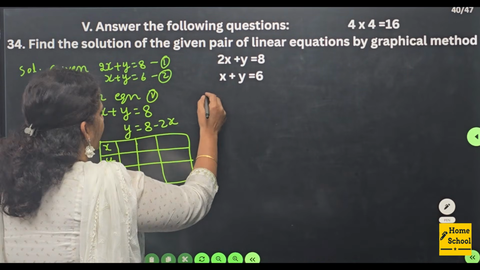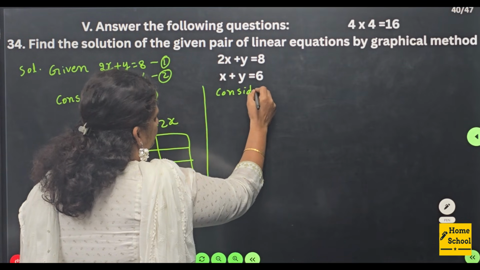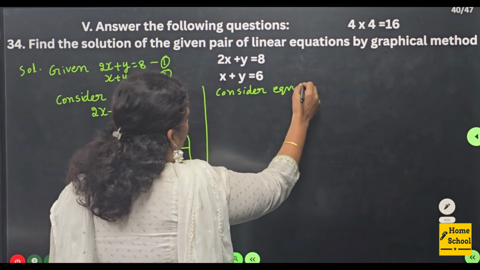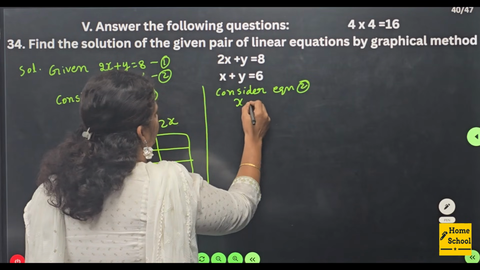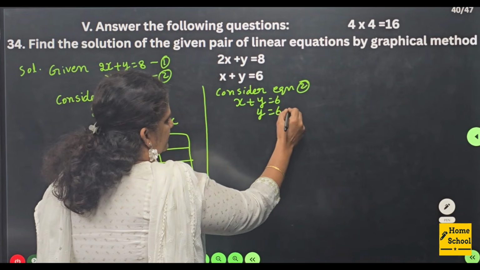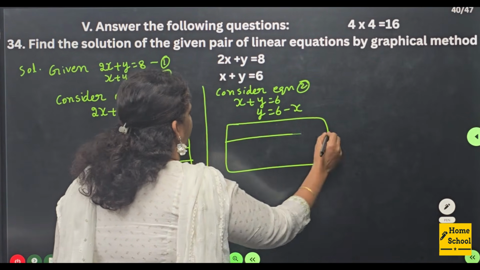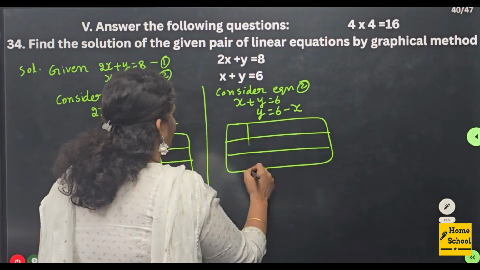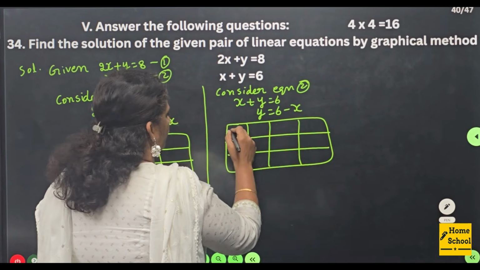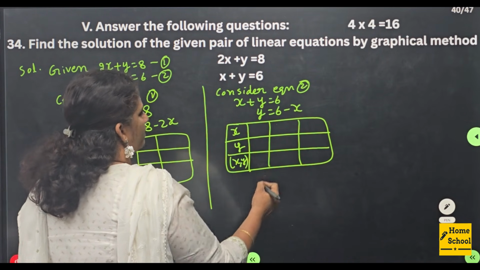Same manner, take another equation. Consider equation 2, x plus y equal to 6. Y is equal to 6 minus x. Take the table, 3 rows and minimum 4 columns. Yeah, wish you can take more or less, no problem.